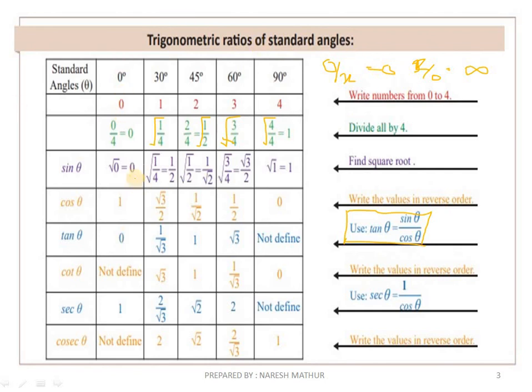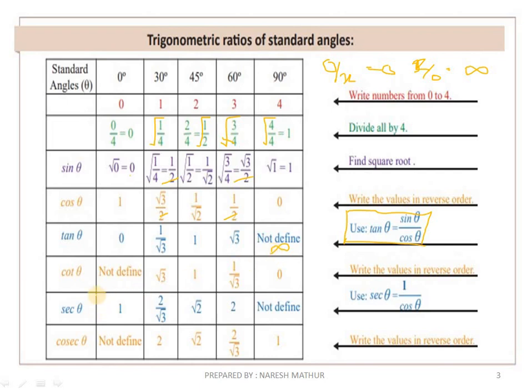So for the value of tan theta, 0 upon 1 is 0. 1 by 2 upon root 3 by 2: this 2 will be cancelled out, we'll get 1 by root 3. 1 by root 2 upon 1 by root 2 will get 1. Root 3 by 2 upon 1 by 2, these 2 will be cancelled out and we'll get root 3. 1 upon 0 is not defined, or we can write it as infinite. This is the symbol of infinite. Now we got the values of sine, cos and tan.